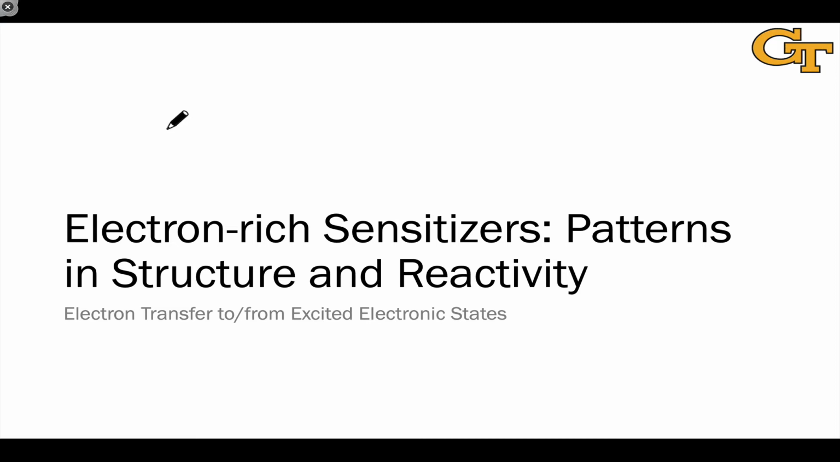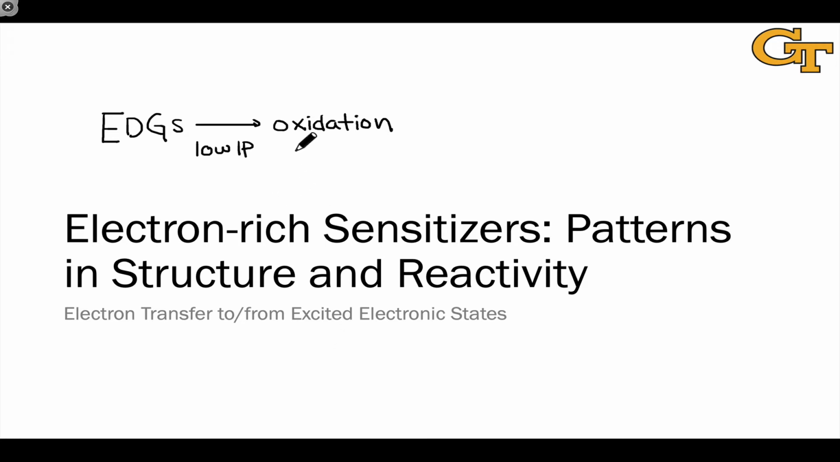In the last video, we looked at electron-poor excited states and their tendency to undergo reduction, and so it's natural now to turn our attention to electron-rich sensitizers and their patterns in structure and reactivity. And the key with electron-rich molecules is that they generally contain electron-donating groups. We'll see what those look like here shortly. And this implies a tendency for these to undergo oxidation, primarily because of their relatively low ionization potential. This points to relatively high HOMO energy and a relatively easy loss of an electron from that high energy orbital.